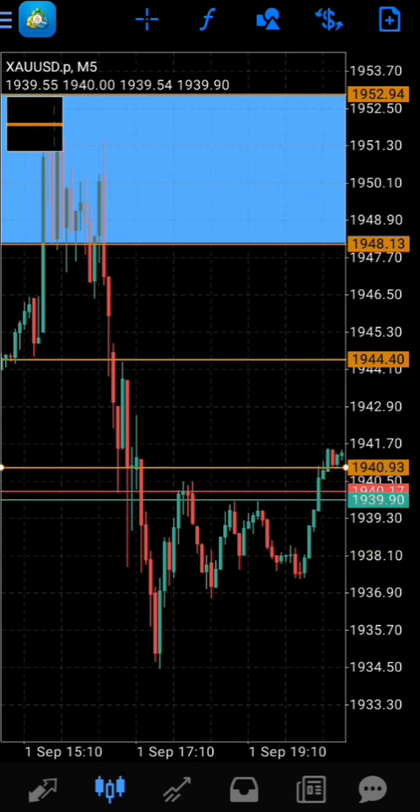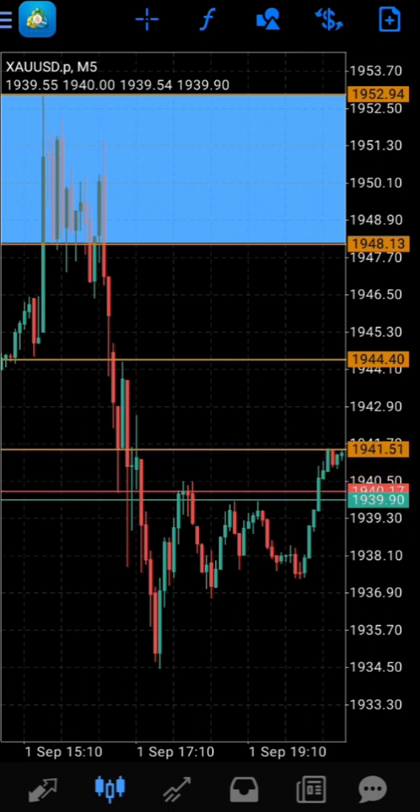Okay guys, simple. After we mark it, we want to check whether this is a good zone. We change to a bigger time frame, H4.